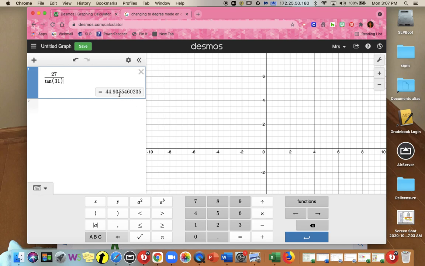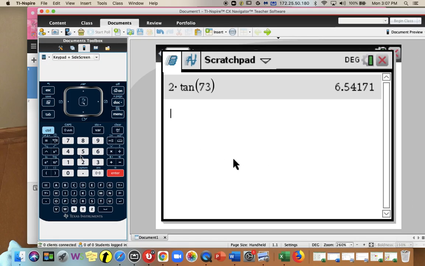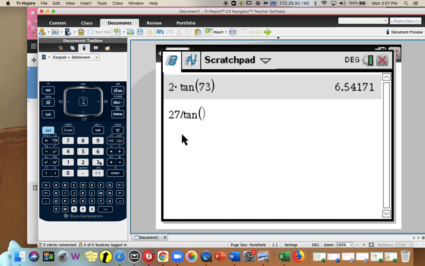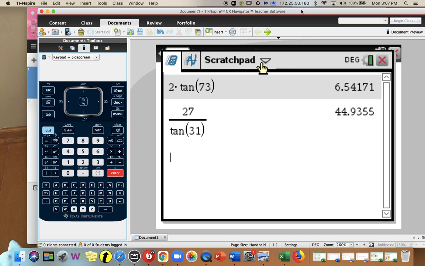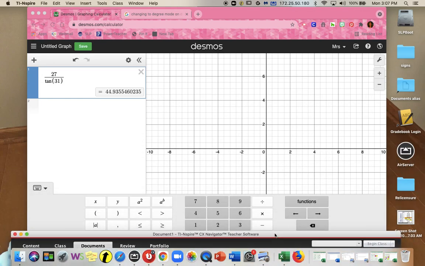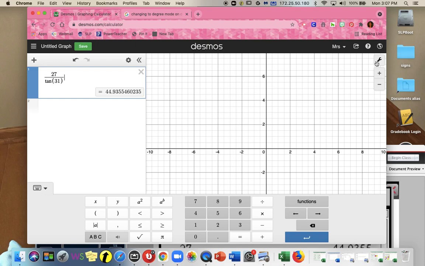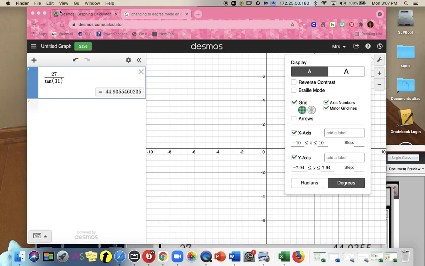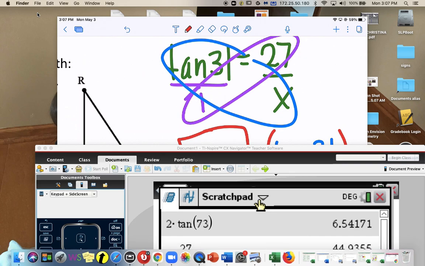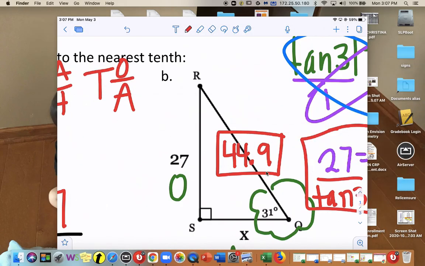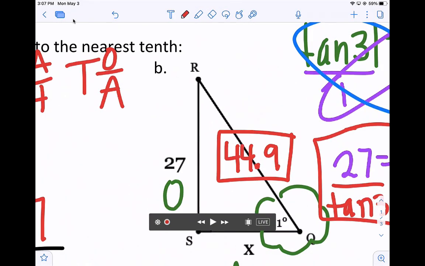And it looks like 44.93. Let's see if I get the same thing on mine. 27 divided by tangent of 31. Aha, so we get the same thing. So you should be able to use your Desmos graphing calculator. Again, change it to degree mode by pressing the wrench and making sure you're on degrees right there. Okay, so 44.9. So x, and it's the hypotenuse, should be the longest side. 44.9 would be our side right here, the hypotenuse. Okay, so 44.9 right here. Okay, let's try the next one.